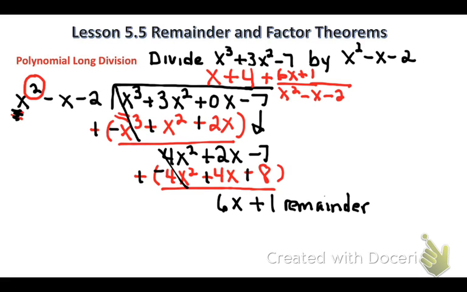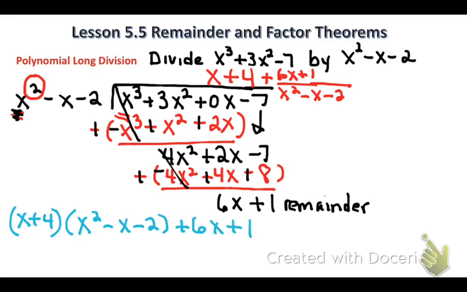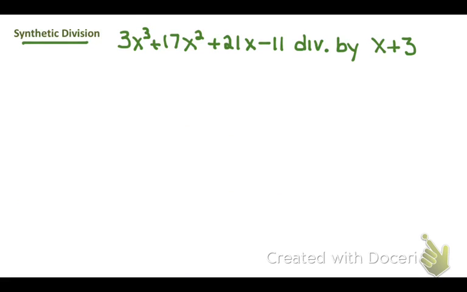And I'll show you what that would look like. If I multiply the quotient by the divisor, add in the remainder, we should get back to x cubed plus 3x squared minus 7. Synthetic division can be used to divide any polynomial by a divisor of the form x minus k. So I'm going to set that up.